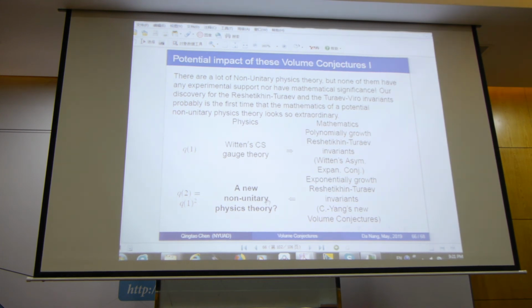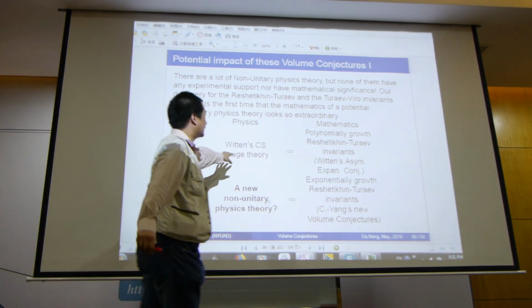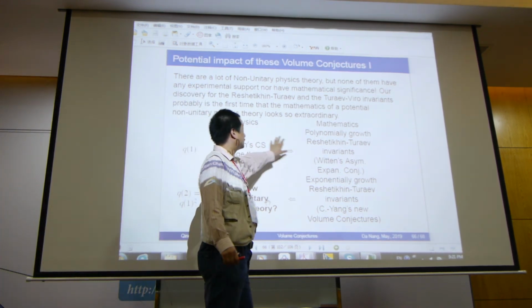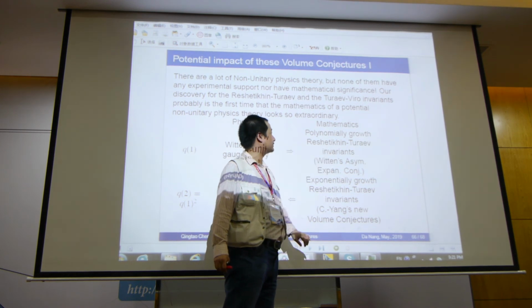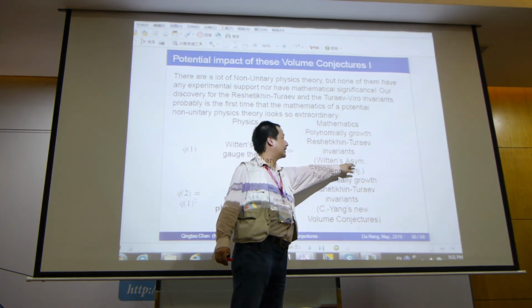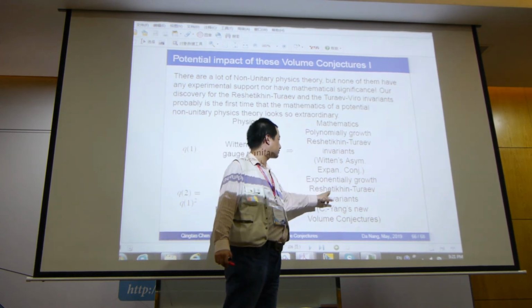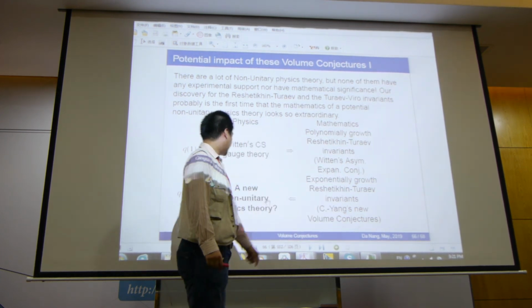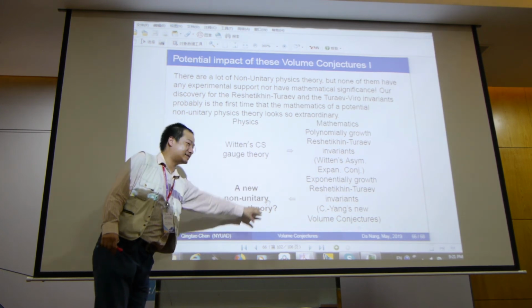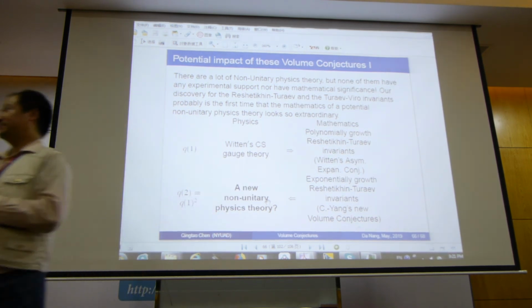And then here is my account. Some non-unitarity is my expectation. This is the Witten-Chern-Simons gauge theory. From physics, you get some polynomial growth rotating triangle invariants, and it's called Witten's asymptotic expansion conjecture. It's polynomial growth. Now we discover the exponential growth rotating triangle invariants. Maybe we can discover a new non-unitary field theory. So these are my comments.